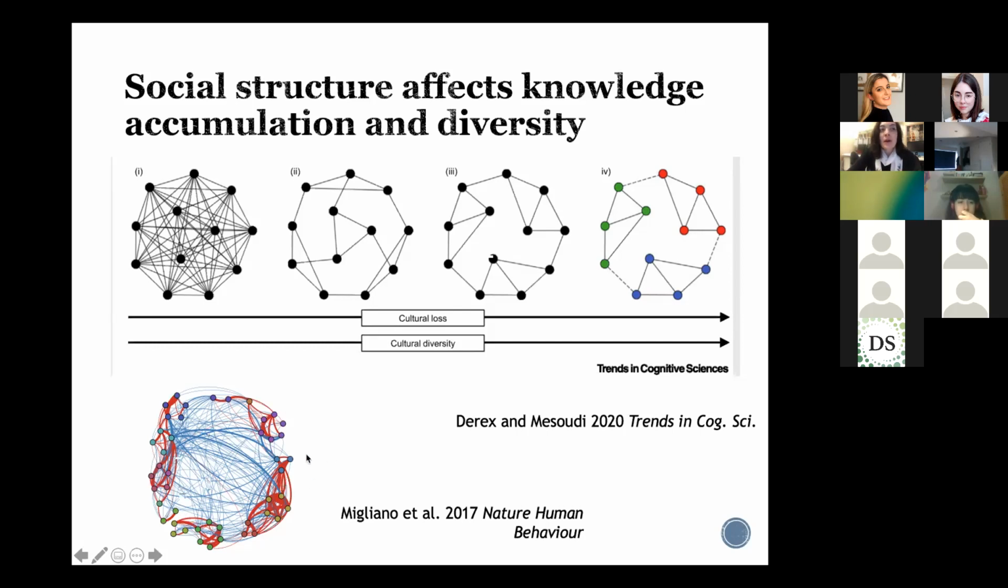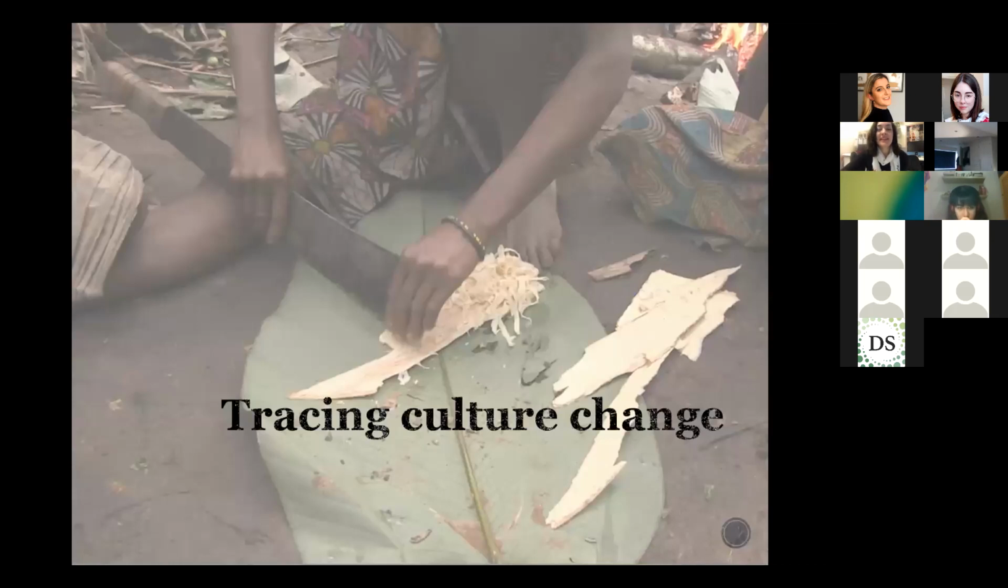And this kind of partially connected network structure has been shown both in hunter-gatherers and also through experimental work to increase the diversity of cultural traits in human populations. Okay, so this was the first part of my talk.